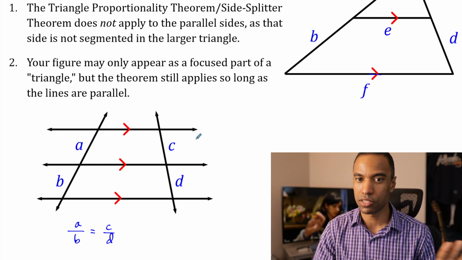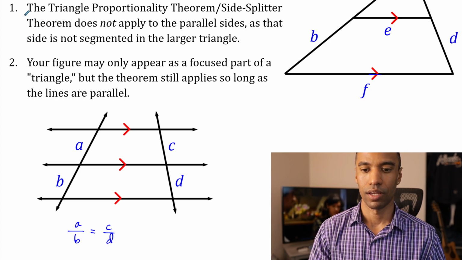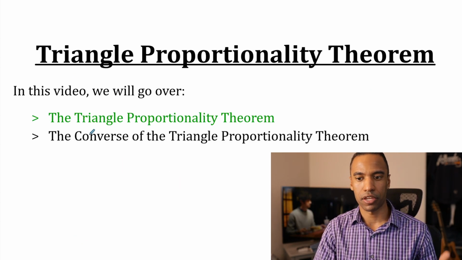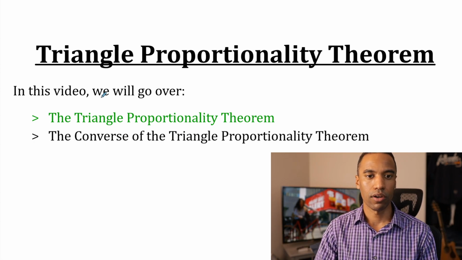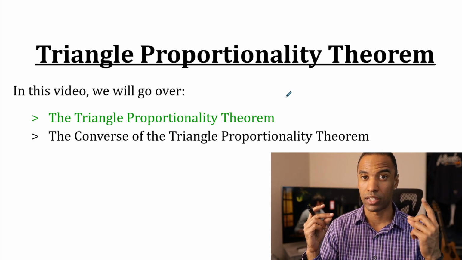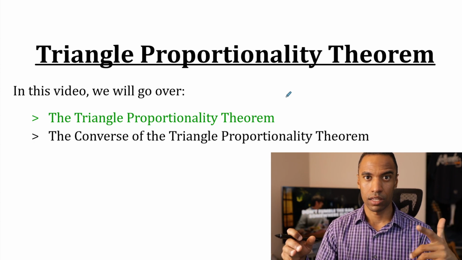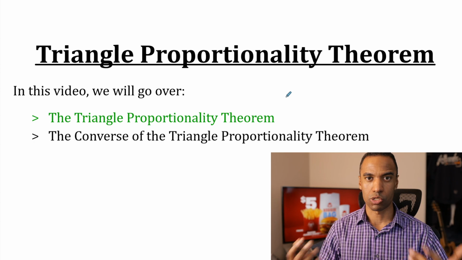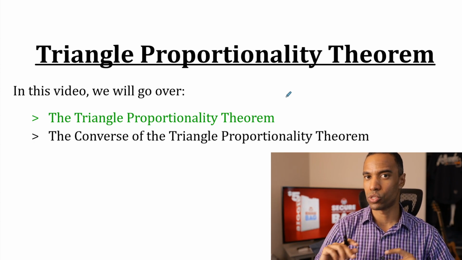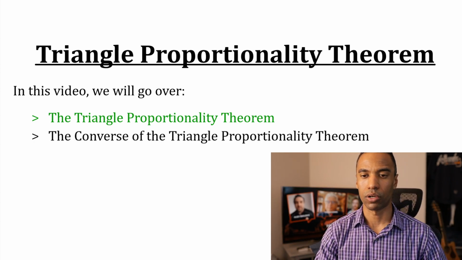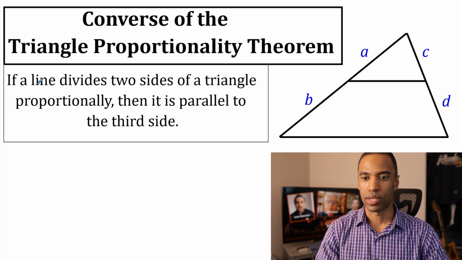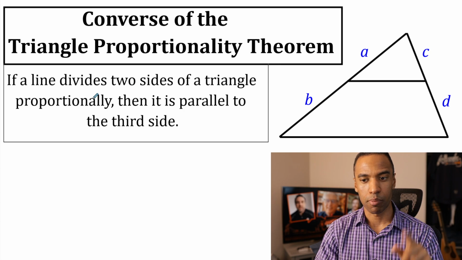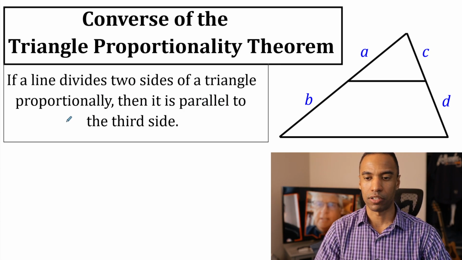I don't have any problems like this. I just want to make sure you know. All right, let's jump to the converse, after we've done the triangle proportionality theorem. If you recall, guys, the triangle proportionality theorem says when lines are parallel, then the split parts are proportional. The converse flips that and says when the split parts are proportional, then those sides are parallel. So if a line divides two sides of a triangle proportionally, then it is parallel to the third side.